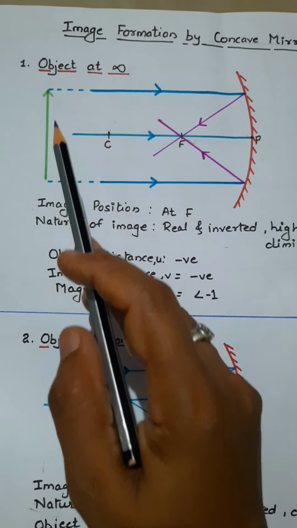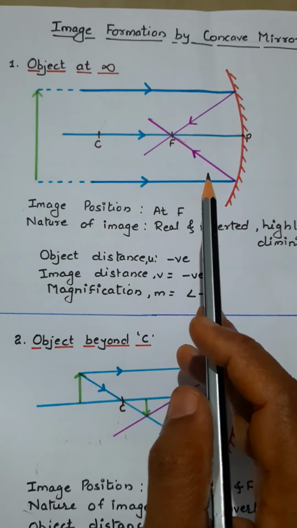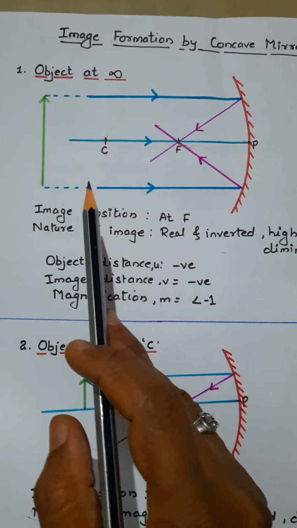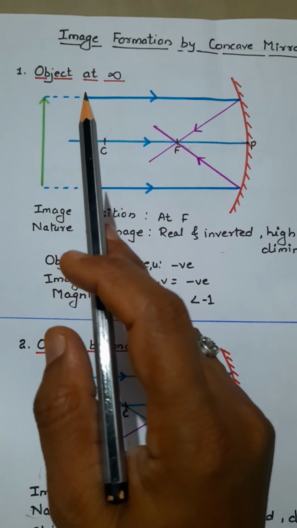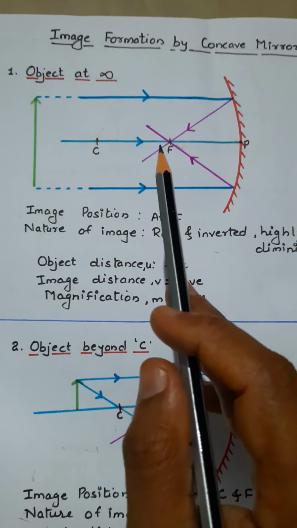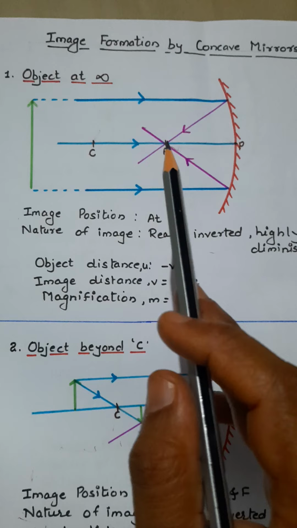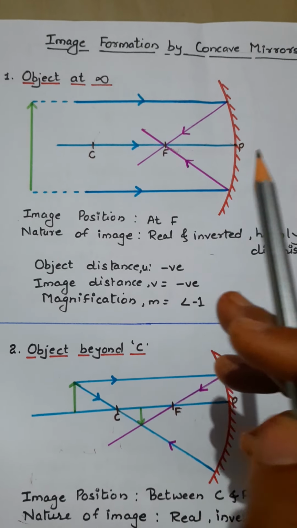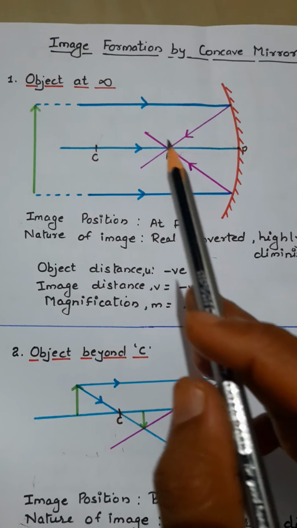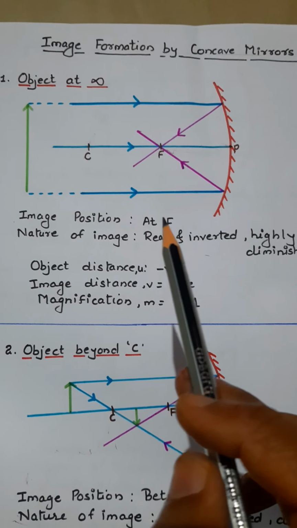You can see here the object is drawn, and we are going to consider two rays of light from the object which are falling onto the concave mirror. These dotted lines indicate that light is coming from far distance, that is from infinity. So you can see here after reflection the rays of light will pass through a point F, which is nothing but the focus on the principal axis. As you can see, both the rays are actually meeting at F. The image will be formed at F, that is focus.